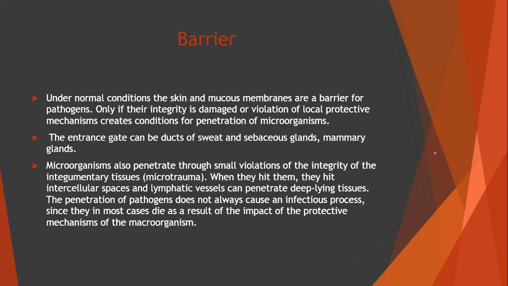Under normal conditions, the skin and mucous membranes are a barrier for pathogens. Only if their integrity is damaged or local protective mechanisms are violated are conditions created for penetration of microorganisms. The entrance gate can be ducts of sweat and sebaceous glands, mammary glands. Microorganisms also penetrate through small violations of the integrity of the integumentary tissues, microtrauma. When they hit intercellular spaces and lymphatic vessels, they can penetrate deep-lying tissues. The penetration of pathogens does not always cause an infection process, since in most cases they die as a result of the impact of the protective mechanisms of the organism.